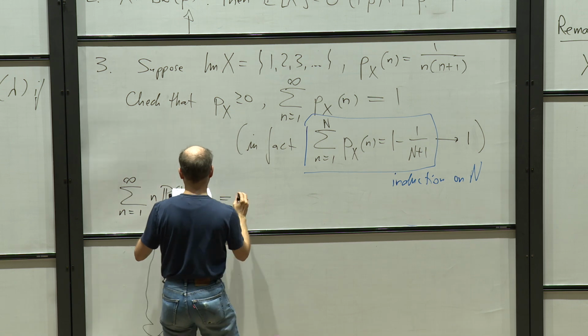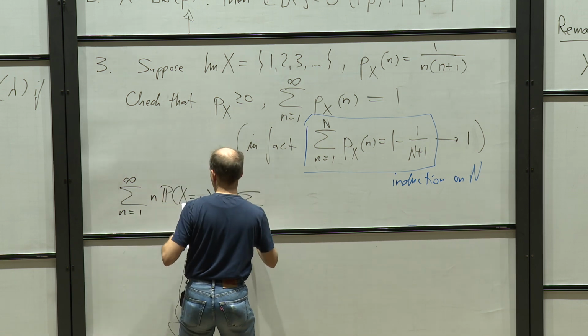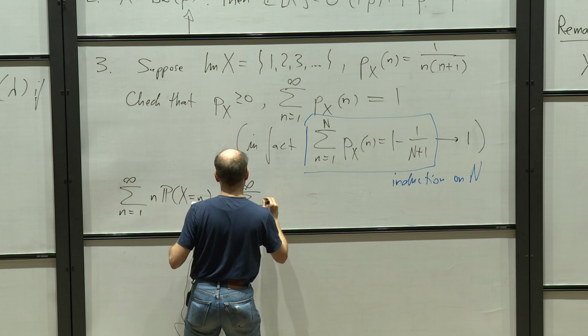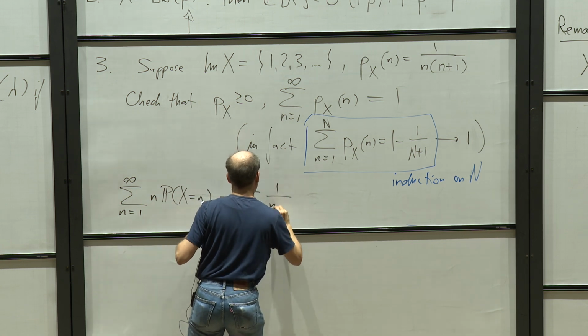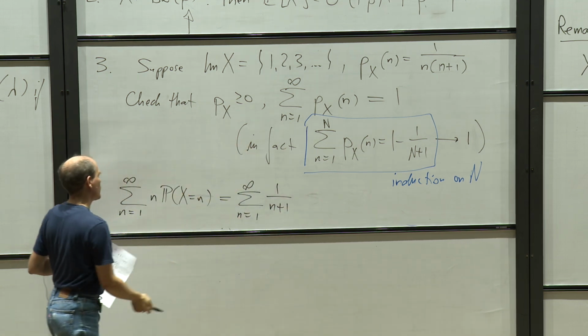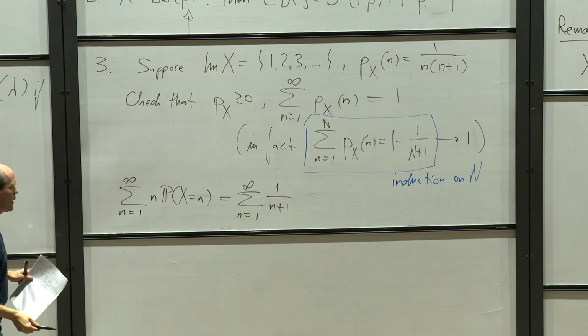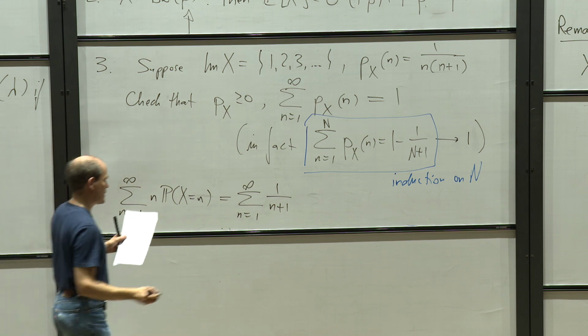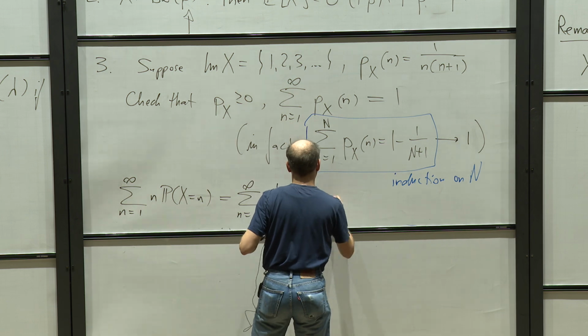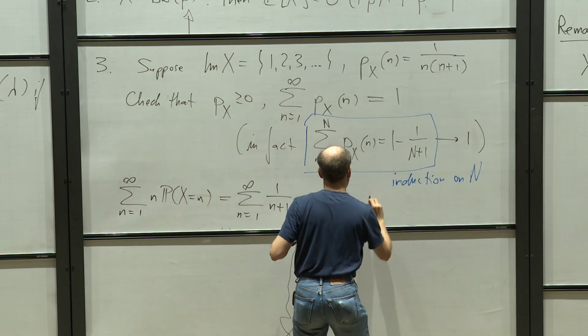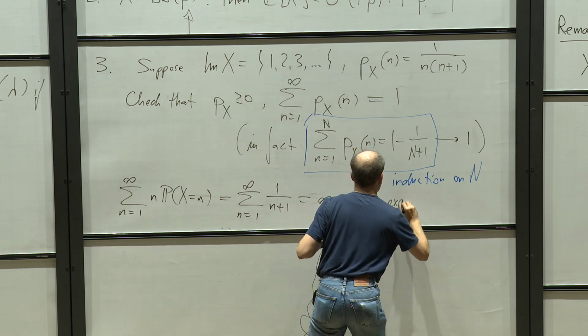That gives us the sum n from 1 to infinity of 1 divided by n plus 1, because there's one n here and one in the denominator that I've cancelled, and that is infinite. So the expectation does not exist.